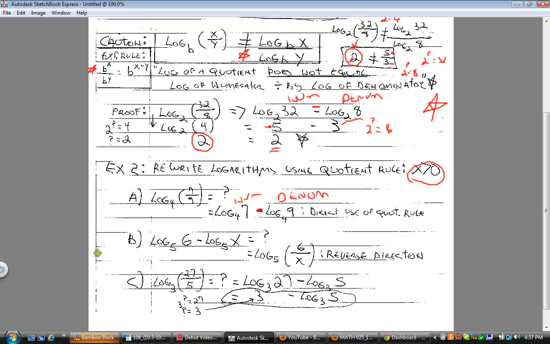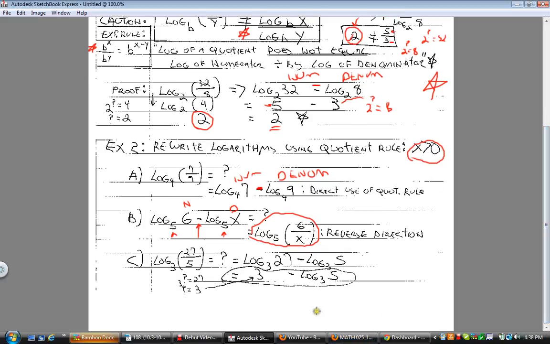Okay, let's try another example. Let's look at 2b. This time I notice I've got the same base. You must have the same base to do these rules. And I see the subtraction. That catches my eye. And so I could compress that and say it's the log of the base 5 that was in both of them. And in the result, I'm going to put the quotient or the fraction, the numerator 6 divided by x. So there's your numerator, there's your denominator, and you simply stack them as a fraction. And there's your answer. Okay, not too bad. Takes a little bit of practice. You get used to them.